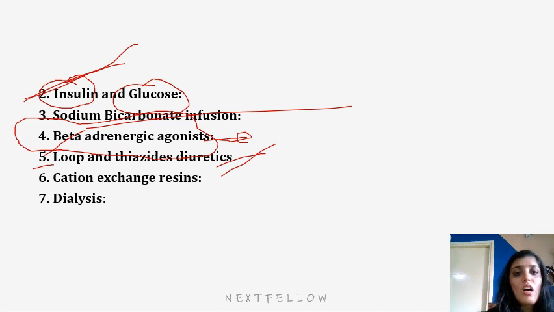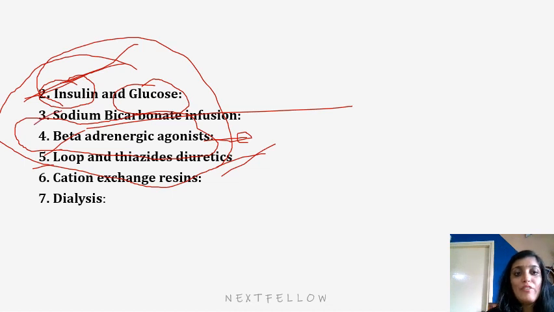So in an acute hyperkalemia or acute ECG changes, the treatment modalities are these three, that is insulin glucose, sodium bicarbonate infusion and beta adrenergic agonist. Loop diuretics, cation exchange resins and dialysis are used for long-term management of hyperkalemia. Cation exchange resins are given orally. They come in the form of sachets. You take it with water, usually twice or thrice a day, depending upon the requirement. It will prevent the absorption of potassium from the intestines, and it is excreted.